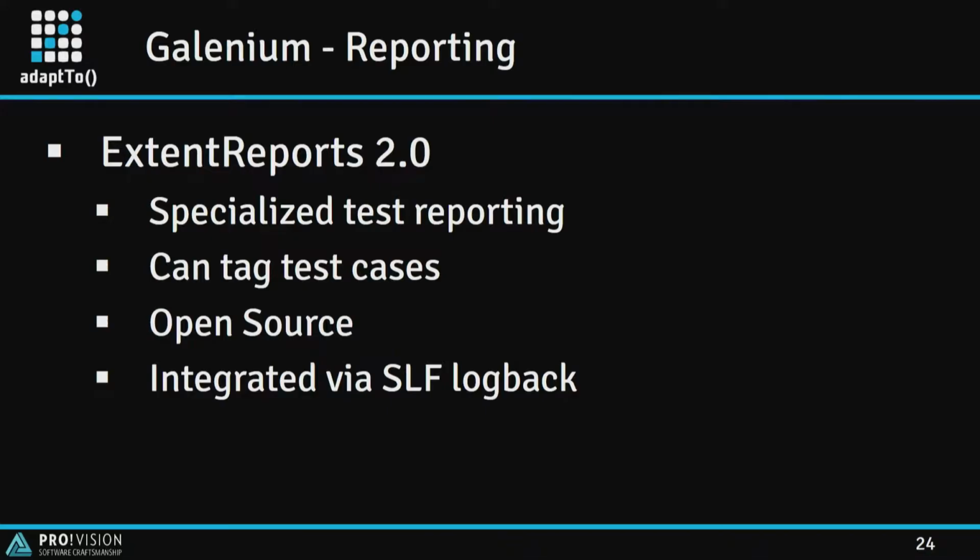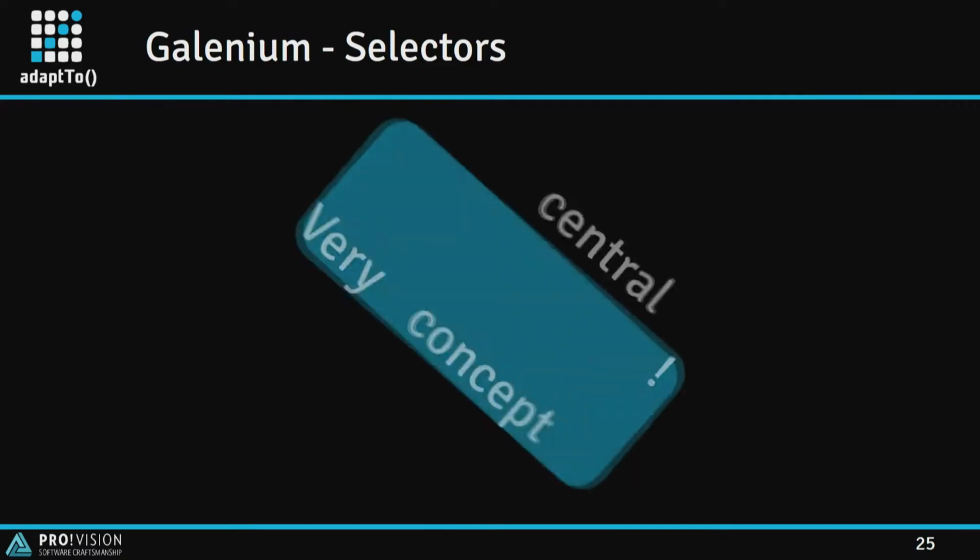Extent Reports, just really quick. It's not well known, but it's specialized in test reporting. Has nice tagging. It's on Maven Central, and we integrated it with a simple logging facade. So basically, you just write debug, info, error, whatever into your logger, and Galenium will write it to your test case in the test report. OK.